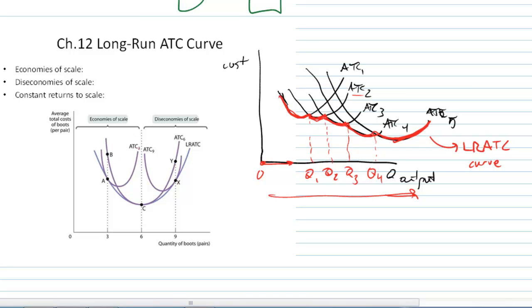So here we've got this ATC3, which represents the best average total cost if you're producing 3 units of output. This one that they call ATC6 represents the best average total cost if they're producing 6 units of output. And this, ATC9, represents the best average total cost if they're producing 9 units of output. Then they've drawn a nice smooth connecting curve to all 3 of those points, A, C, and X, and call that the long run average total cost curve. So that's basically like what we did over here.